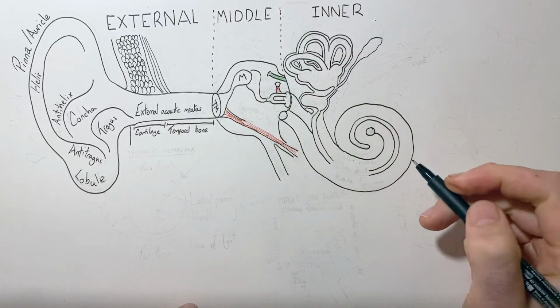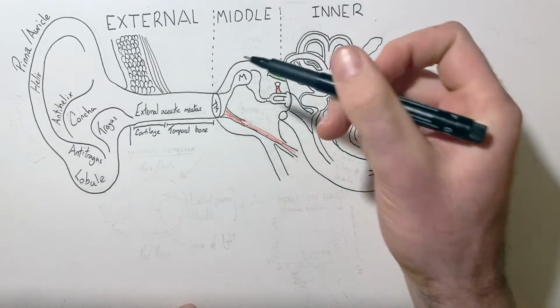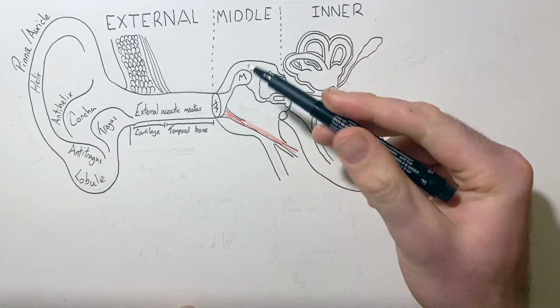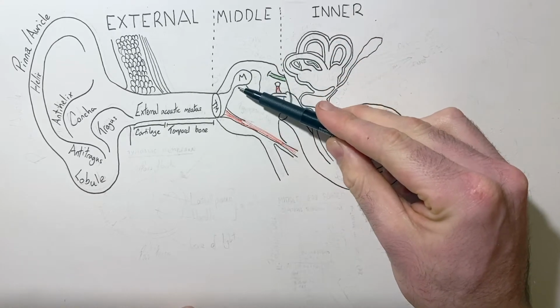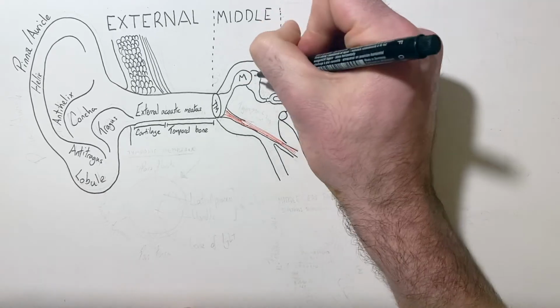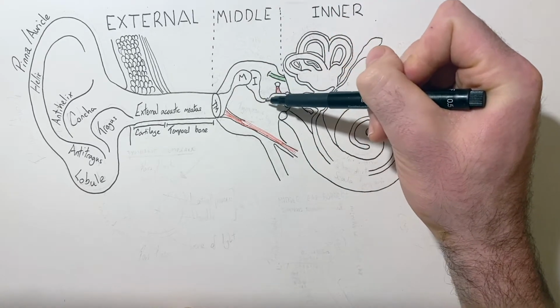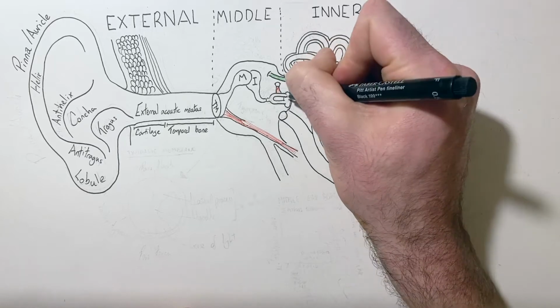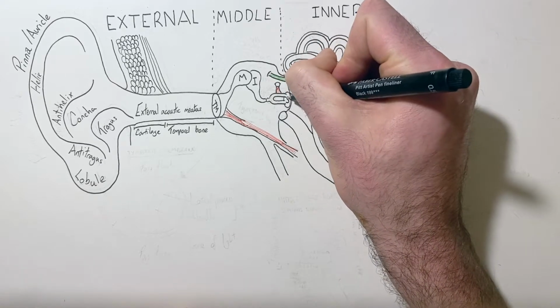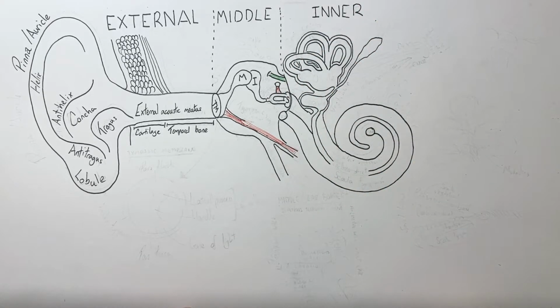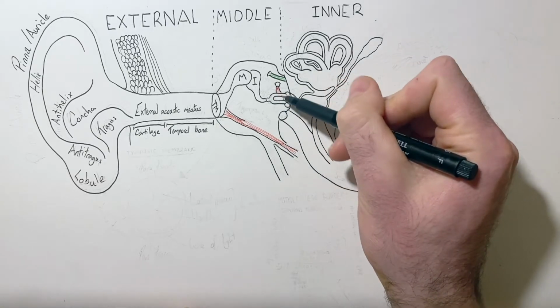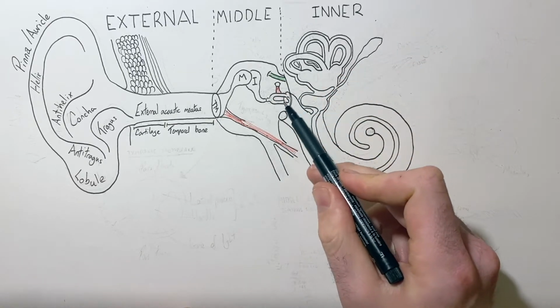The first of the ossicles is the malleus, which I've labelled here with an M. It's made up of the handle and the head. After that we've got the incus, which is made up of a body and then a long limb. Finally we've got the stapes, which is the smallest bone in the body. It's made up of the head, the anterior and posterior limb, and then the body finally.